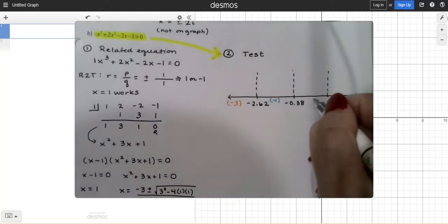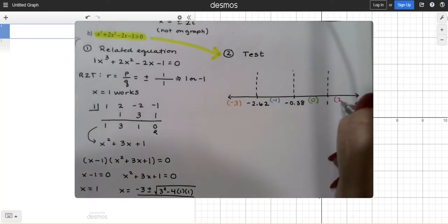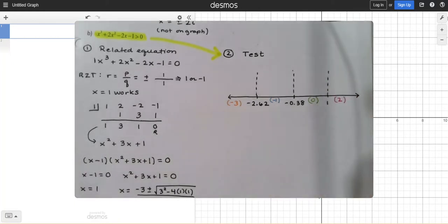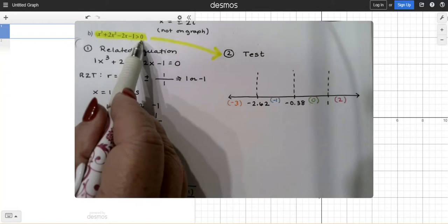I've got my favorite 0 in here, and maybe 2 out here. Okay, so I'm just picking one number in each of my intervals, each section of my number line. And for each one of these, I'm going to plug the number in here and see if it's really greater than 0 or not.